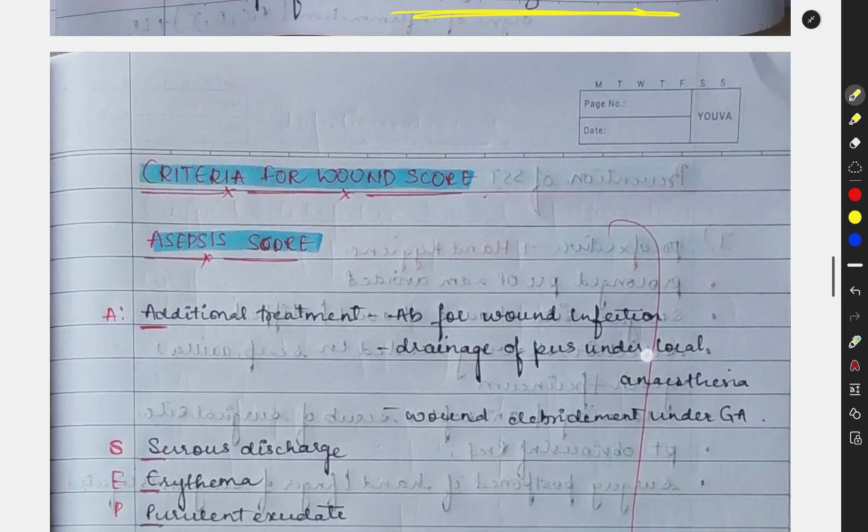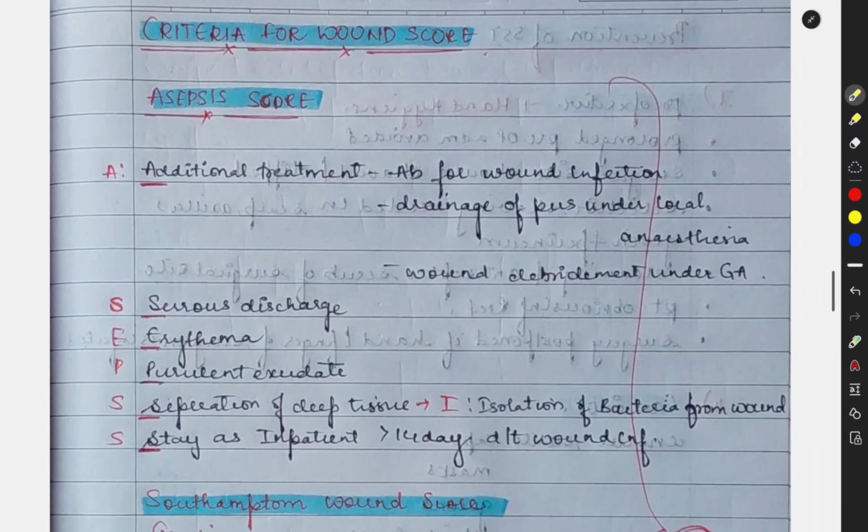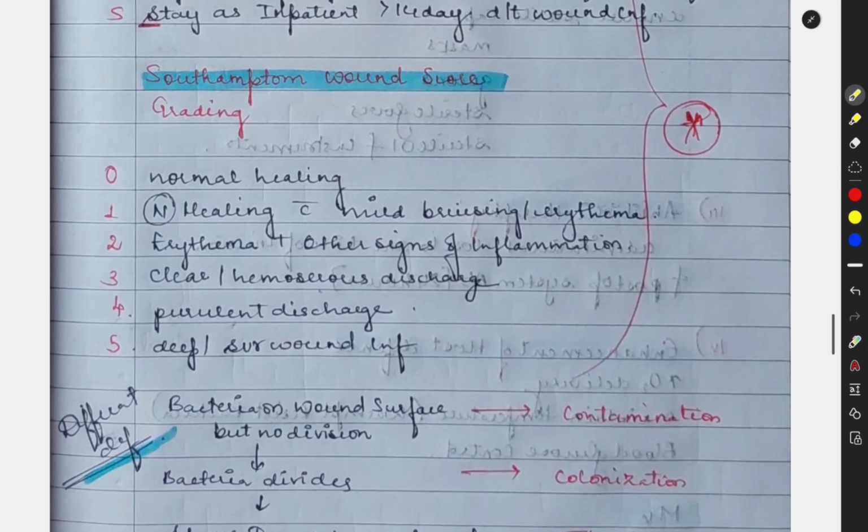For a surgical site infection, there are criteria for wound scoring. One is the asepsis score, and the second one is the grading, which is the Southampton wound score.